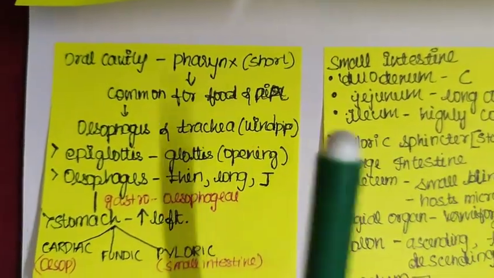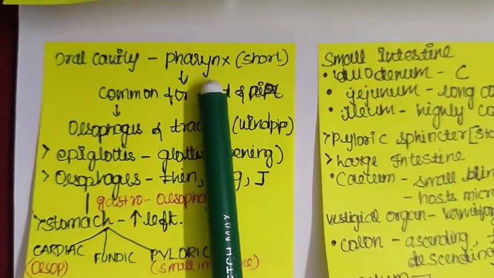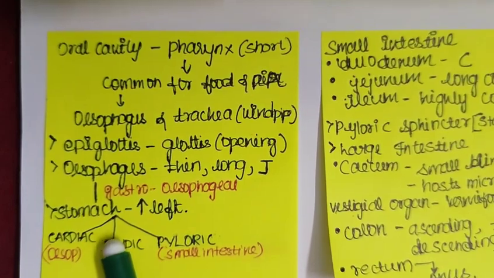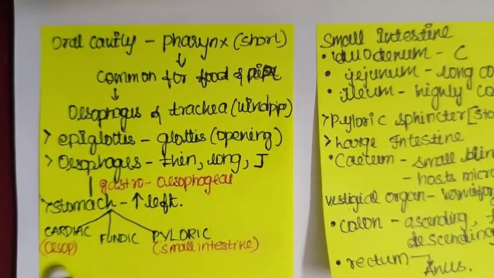So as of now we talked about the mouth. From there we have the oral cavity, and from the oral cavity it is the pharynx, esophagus and stomach. This cardiac portion is where the esophagus is getting connected to the stomach.